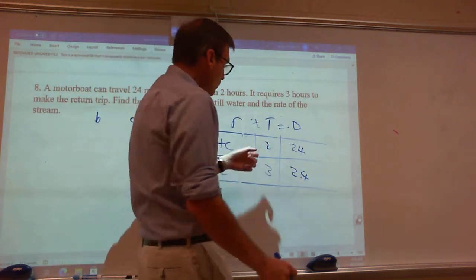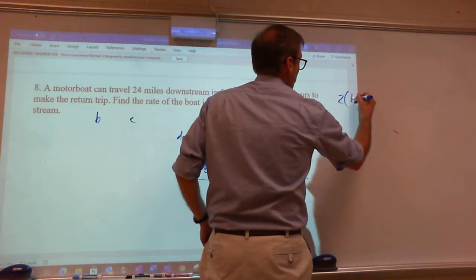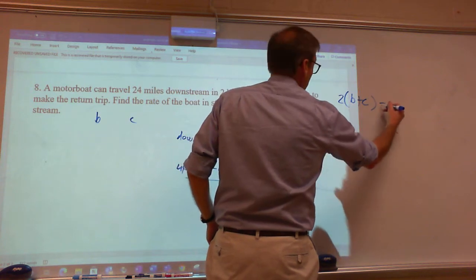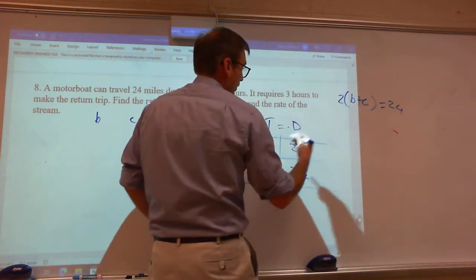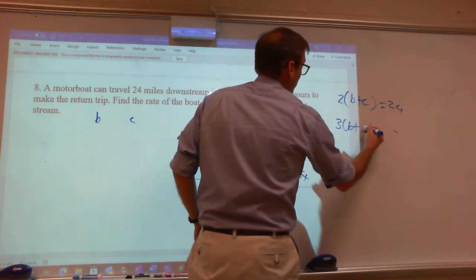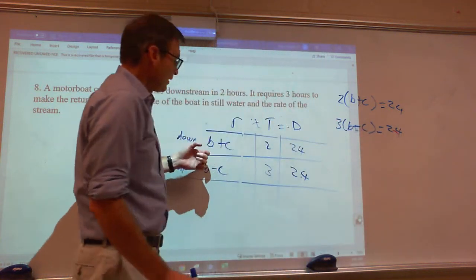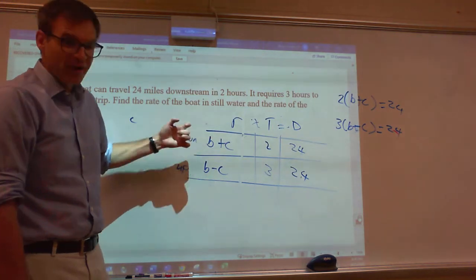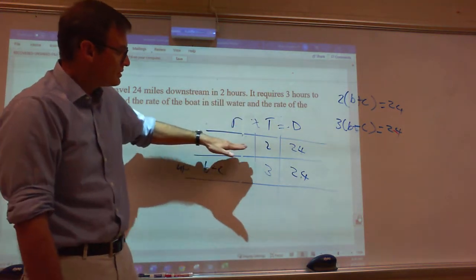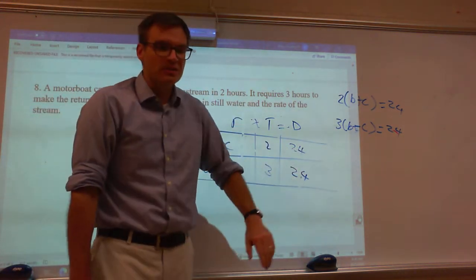So if I write those two equations down, I'll have 2 times (b plus c) is equal to 24. And then I'll have 3 times (b minus c) is equal to 24. See, if I set up my chart, I've got my two equations. This times this equals this, this times this equals this.